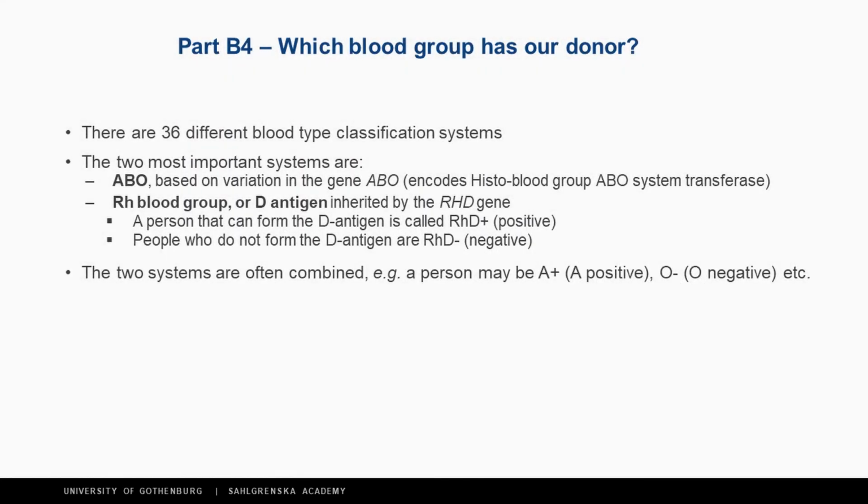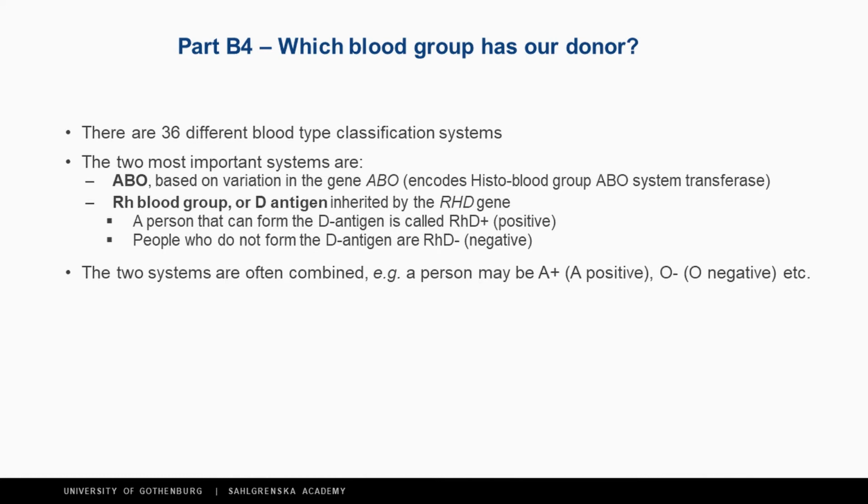In the final part of the lab, we will look at blood groups and how they can be determined. Overall, there are over 36 different blood group systems, but the two most important ones are the ABO and rhesus systems. The ABO system denotes the presence or absence of A and B antigens on the surface of erythrocytes. There are 4 blood groups in the system: A for carriers of the A antigen, B for carriers of the B antigen, AB if both antigens are present, and O or 0 if neither A nor B are present.